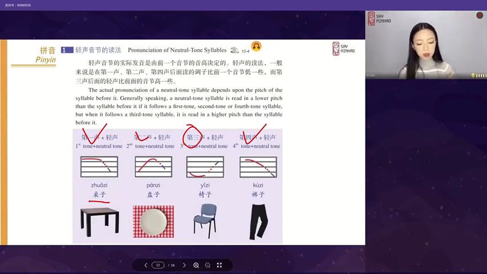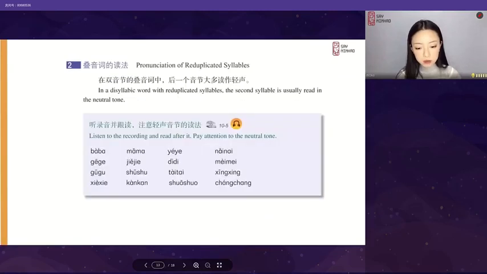Just remember the rules. Next part is the pronunciation of reduplicated syllables. For reduplicated syllables, it means there are two same syllables together, especially two same characters put together, and their sound will be different. For example, first one is 爸爸. Two same characters, which means father. And this second 爸 is actually changing into the neutral tone. So in a disyllabic word with reduplicated syllables, the second one will usually be read in the neutral tone, okay?